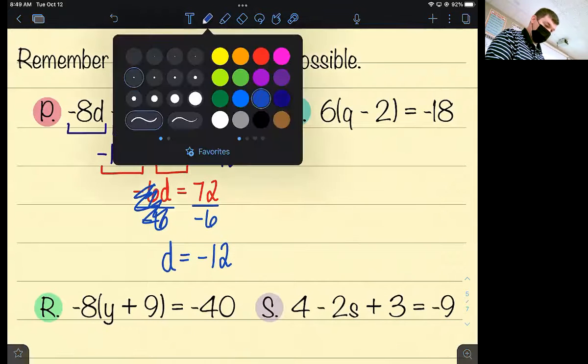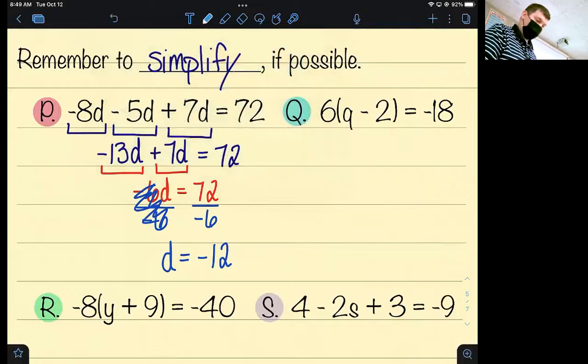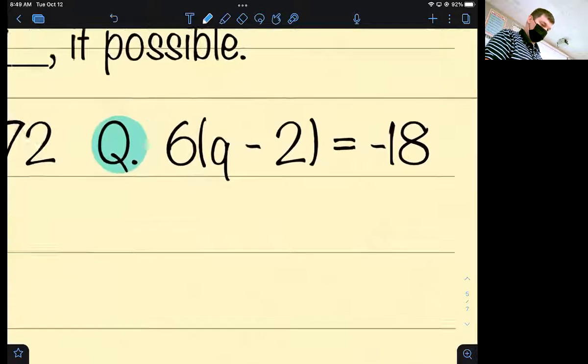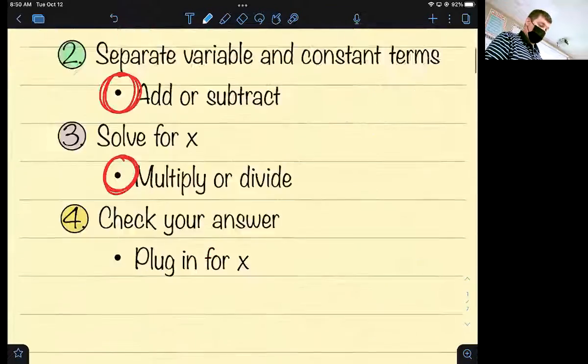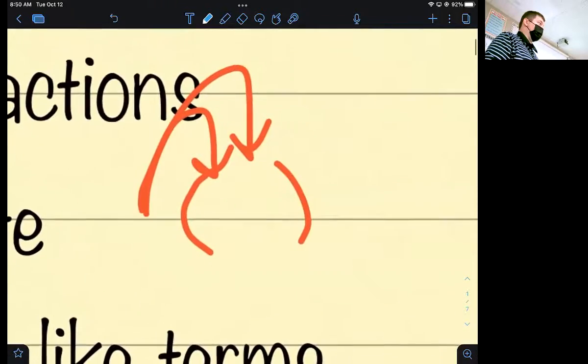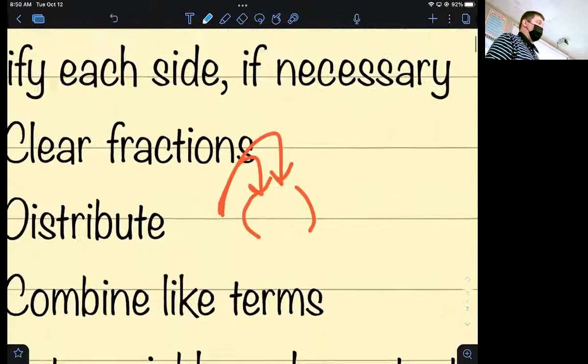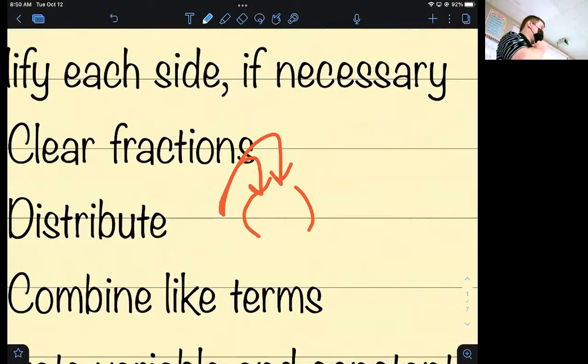Okay, example Q. I see parentheses, Parker. What's that mean? Nope. You can't just times the 6 to the Q. There's something else in those parentheses. So Parker, whenever you have parentheses, this is when we want to use the distributive property, where we take the number in front and we multiply it to all the terms in the parentheses, not just the first one.